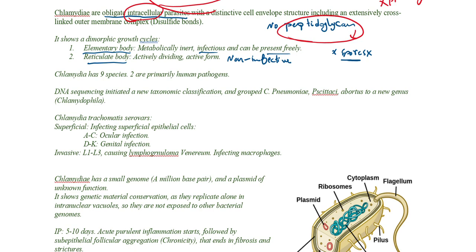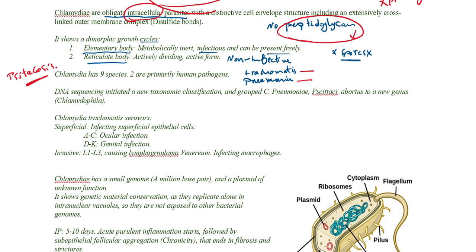Chlamydia have at least 9 species, and at least 2 of them are primarily human pathogens. This includes Chlamydia trachomatis and Chlamydia pneumoniae. However, some other Chlamydia species might affect humans as well, like a disease called psittacosis. But this is not a primary human pathogen. We'll speak about Chlamydia trachomatis and Chlamydia pneumoniae.